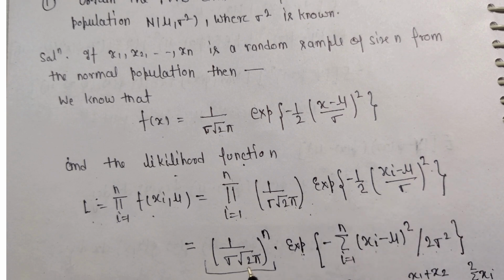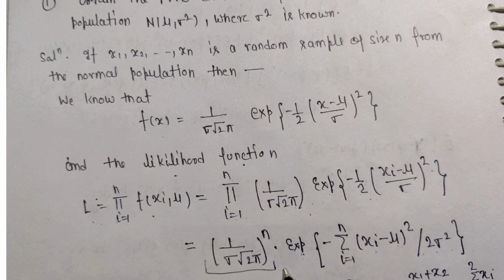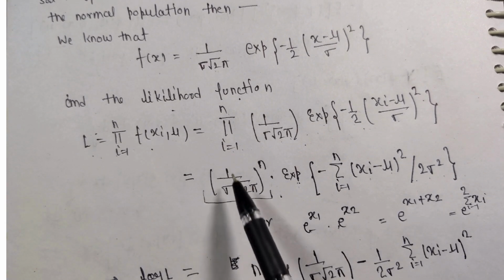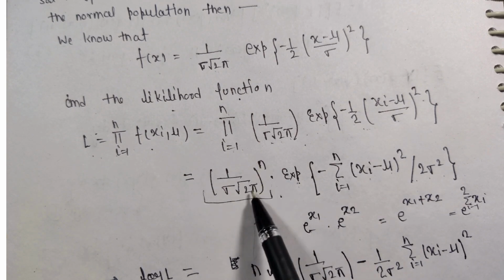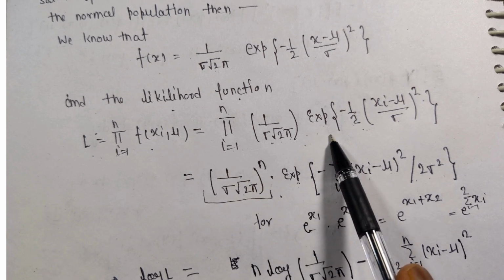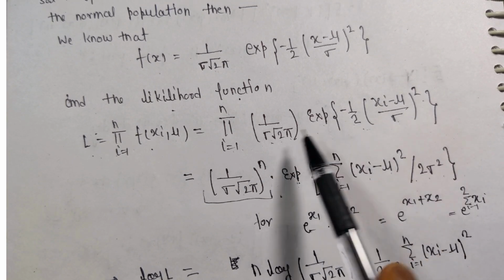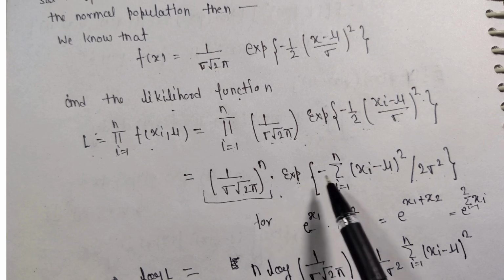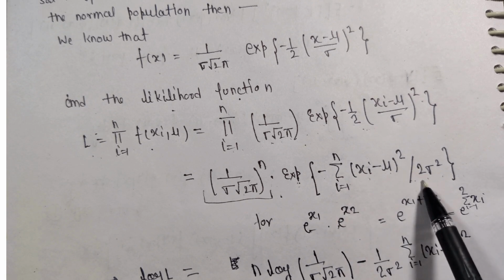Okay. So we can simplify this expression in the form of the next expression. Now you can see here, this term and this term are both multiplied n times. So the first term becomes (1 upon sigma root 2 pi) to the power n, and the next term is exponential minus half ((xi minus mu) by sigma) square. This term is multiplied n times, so it becomes exponential minus summation i going from 1 to n of (xi minus mu) square upon 2 sigma square.